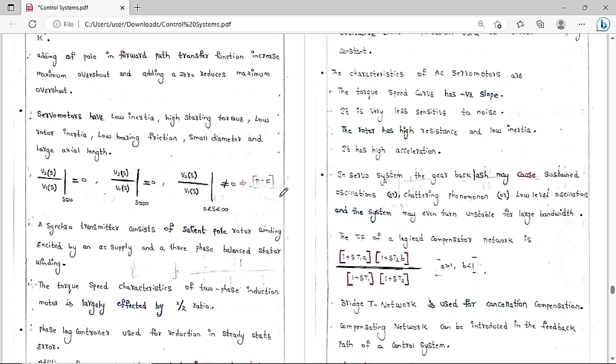So if you draw the graph, we are going to get somewhat like this. If you draw the graph with respect to s equal to j omega, s equal to 0 means omega is equal to 0, and s equal to infinity means omega is equal to infinity. So you are going to get like this. This is called a band pass filter. This is equal to 0, this is also equal to 0. So only these frequencies are passed, so this is called a band pass filter.